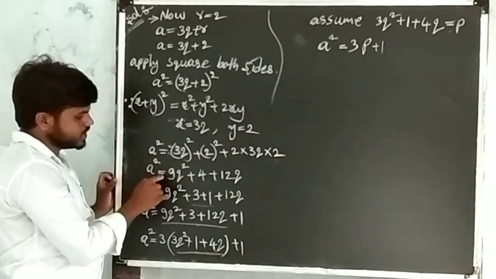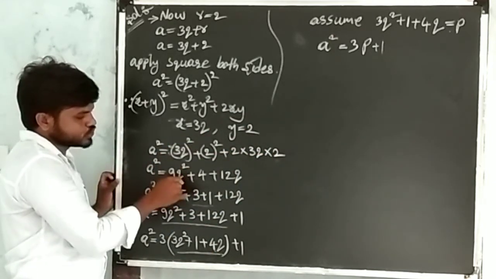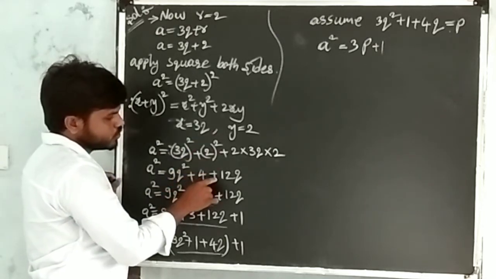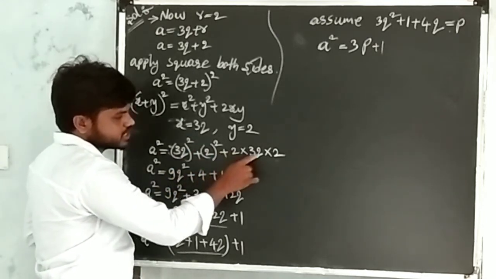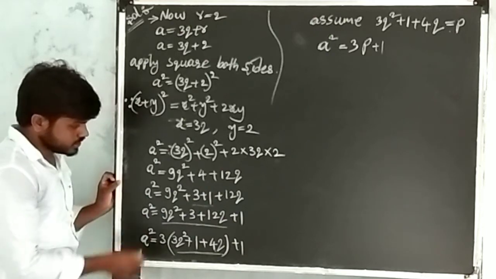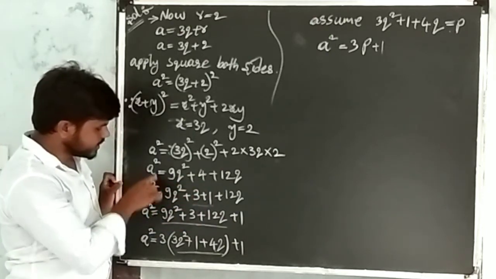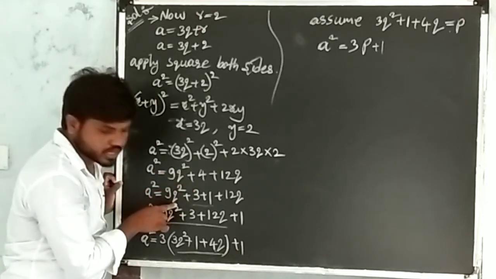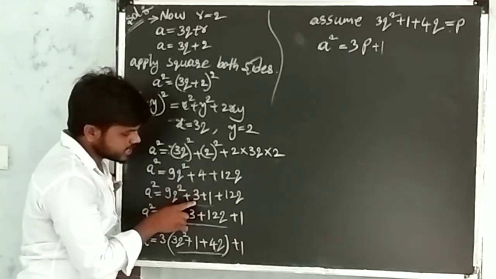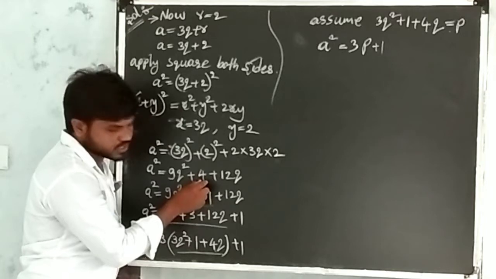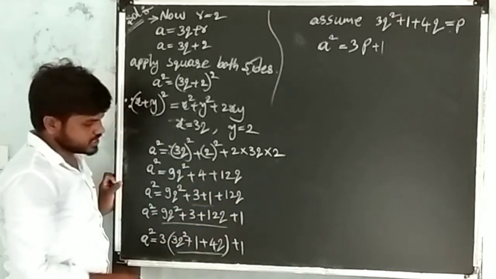Simplify this. a square equal to 3 square, 9q square, plus 2 square, 4, plus 2 3s are 6, 6 2s are 12, q as it is. See, I am splitting this 4 as 3 plus 1. a square as it is equal to 9q square also as it is, 4 I wrote like 3 plus 1. 3 plus 1 is what? 4, plus 12q as it is.